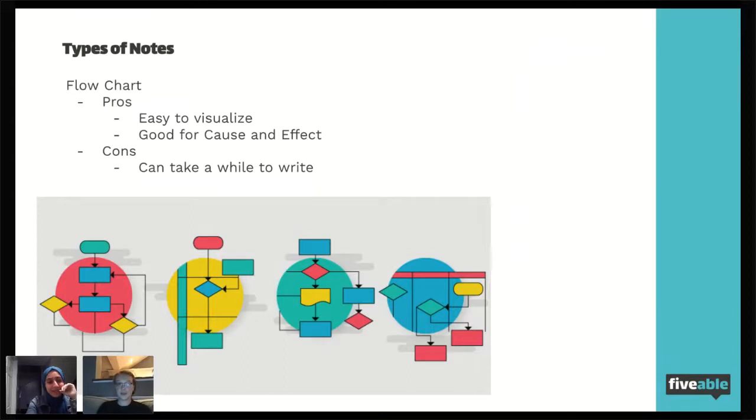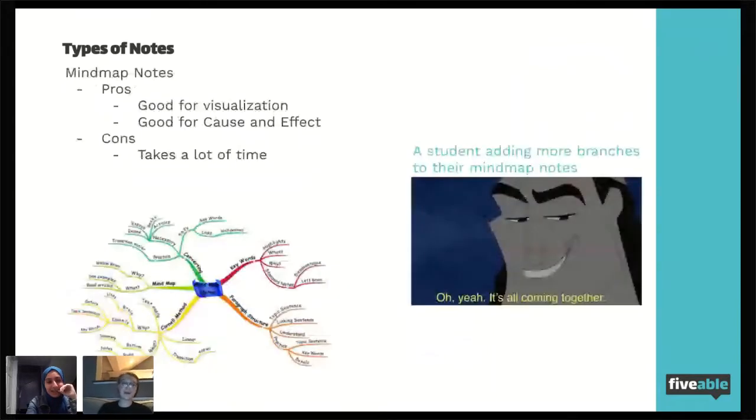And then we also have mind map notes. Mind map notes are helpful because you can visualize all of the key points. Like flowchart notes, they're great for cause and effect. They're pretty similar though, because they both take a lot of time to write.